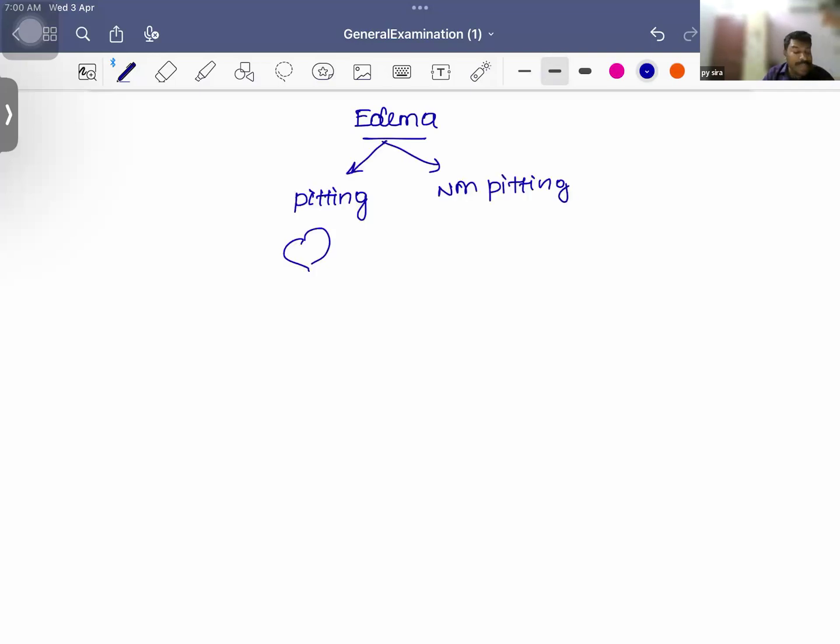Whenever they ask, edema can be classified into two ways: pitting edema and non-pitting edema. Whatever the cause, if the heart is involved, heart failure, then it is going to be pitting edema. Pericardial effusion, constrictive pericarditis, heart failure cause pitting edema. Venous obstruction, pitting edema. Cirrhosis of liver, pitting edema. Nephrotic syndrome, pitting edema.